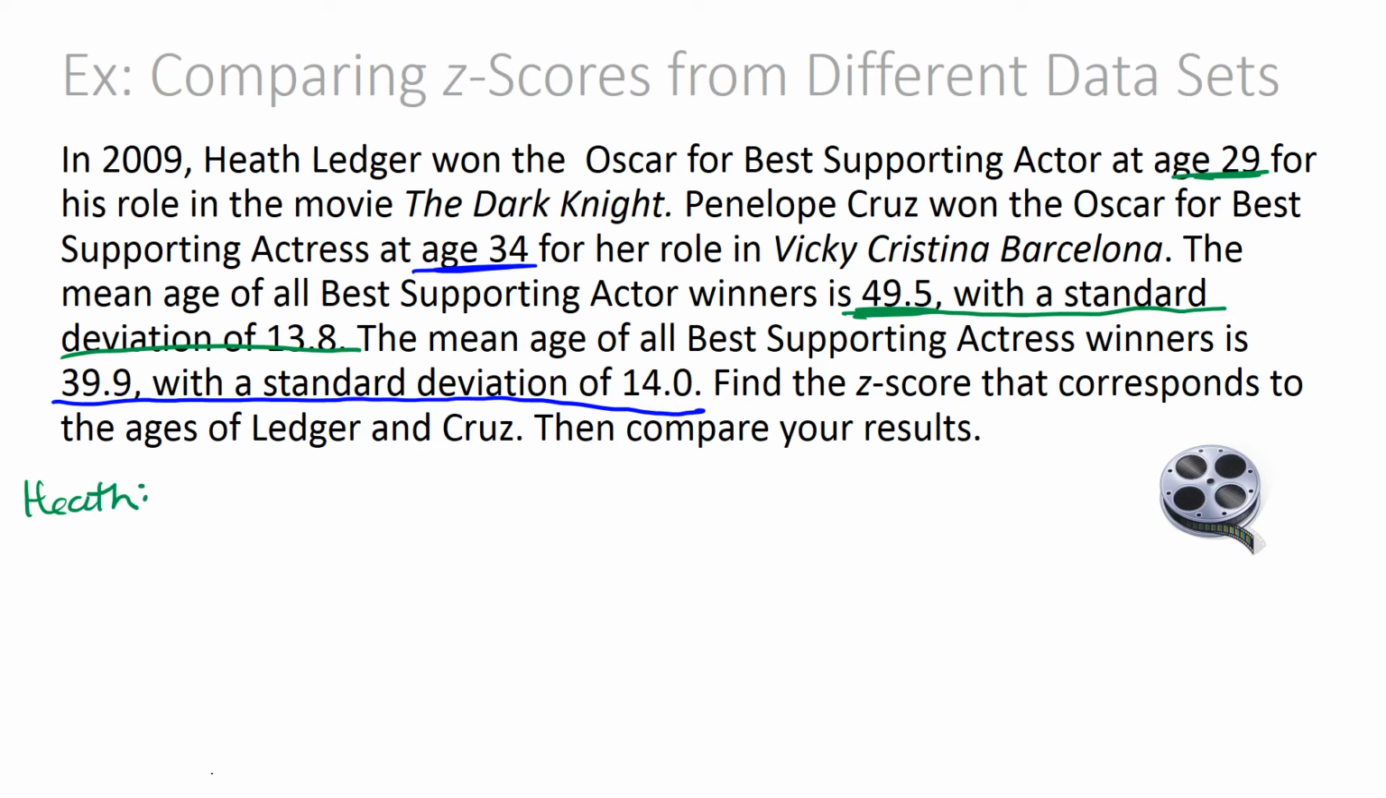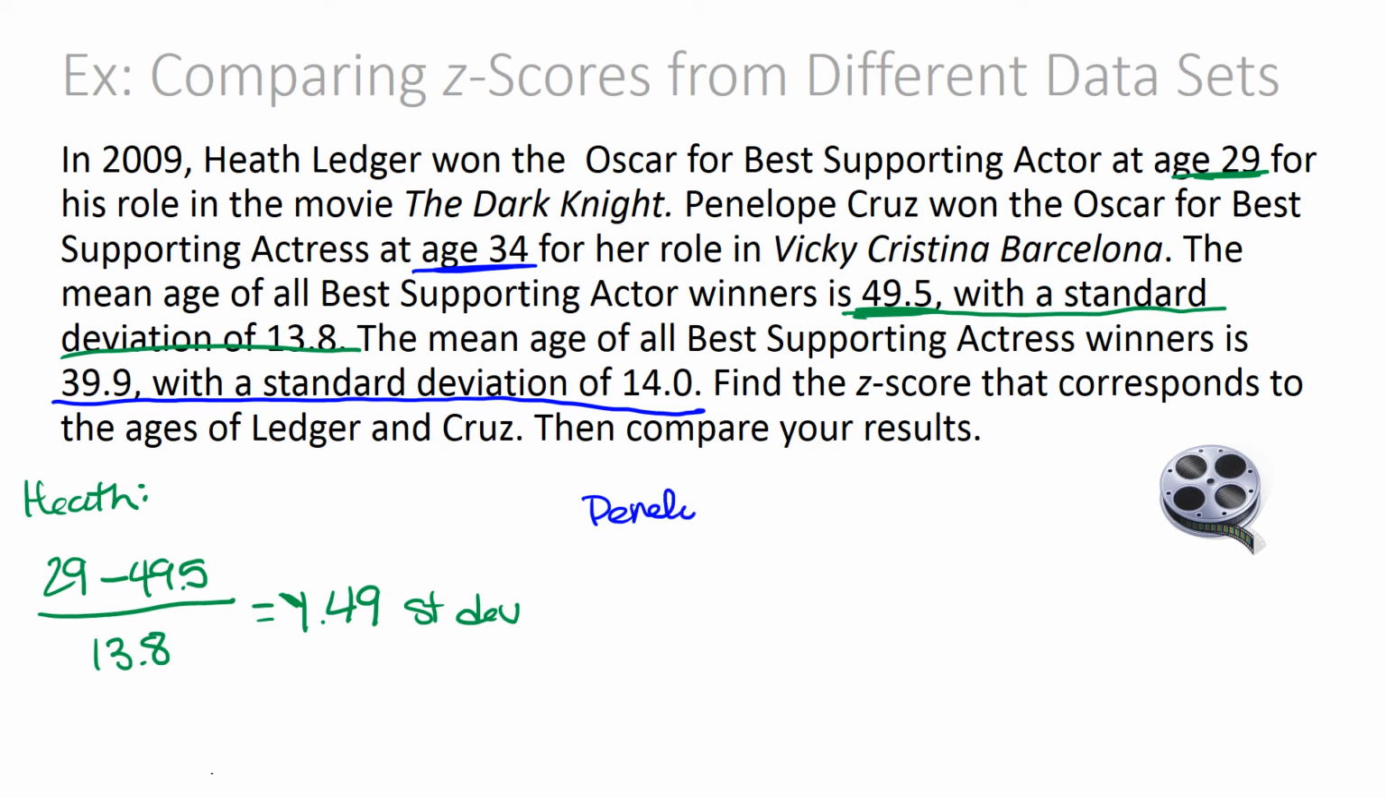So we take his age of 29, subtract out the average of 49.5, divide by the standard deviation of 13.8, and we get that he is negative 1.49 standard deviations. So that means he is almost 1.5 standard deviations below average. Now let's try Penelope.